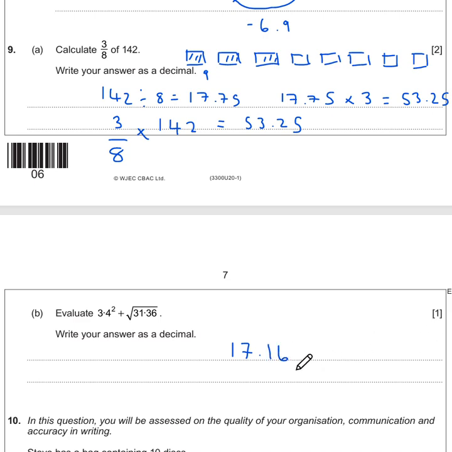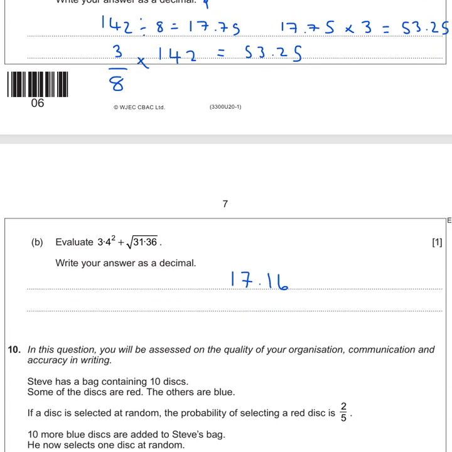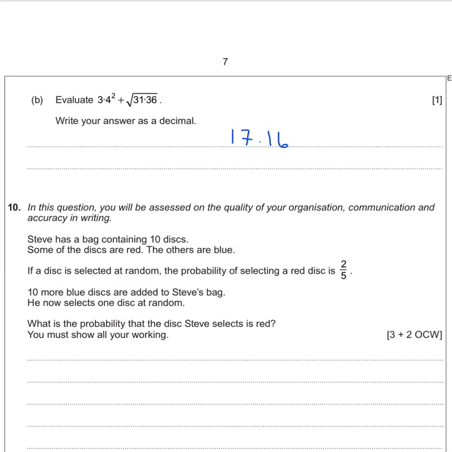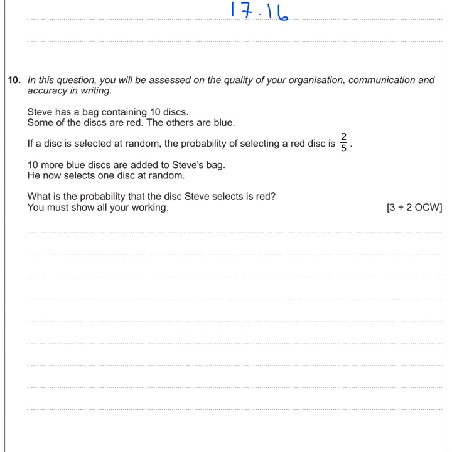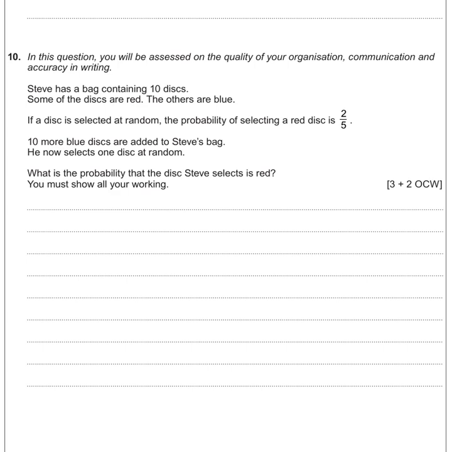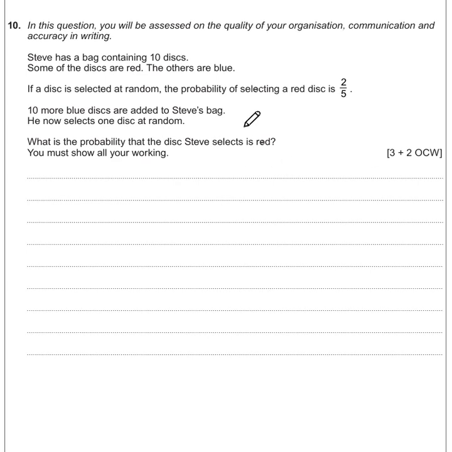Okay, 1 mark questions, so no marks for workings here. Question 10. We are going to be assessed on the quality of our organisation, communication and accuracy in writing.